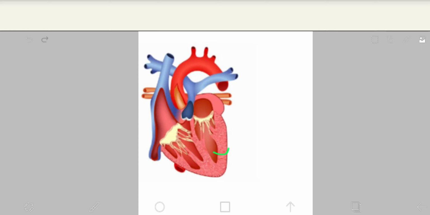So as you can see here, this is the right ventricle. Its wall is pretty small. I mean, it's pretty thin compared to the left ventricle, which is very thick. So yeah.